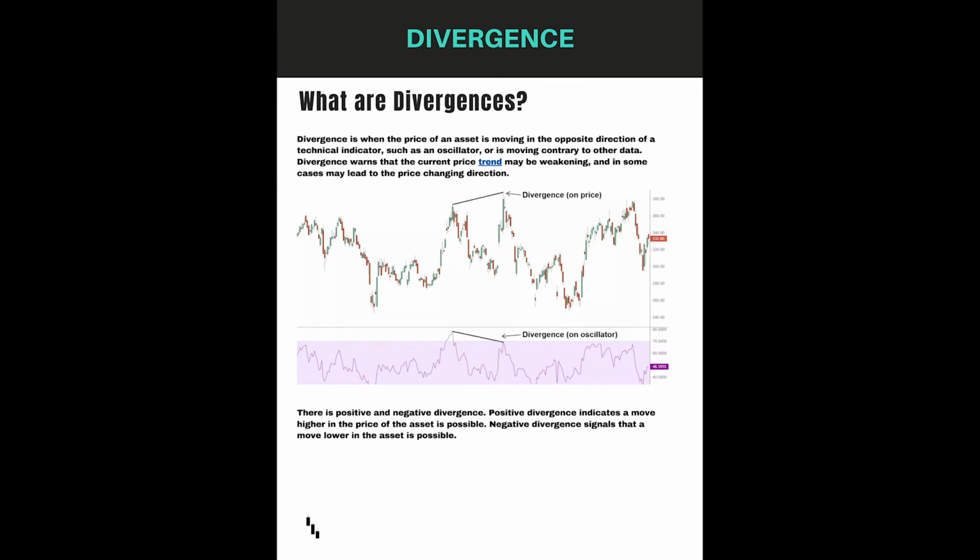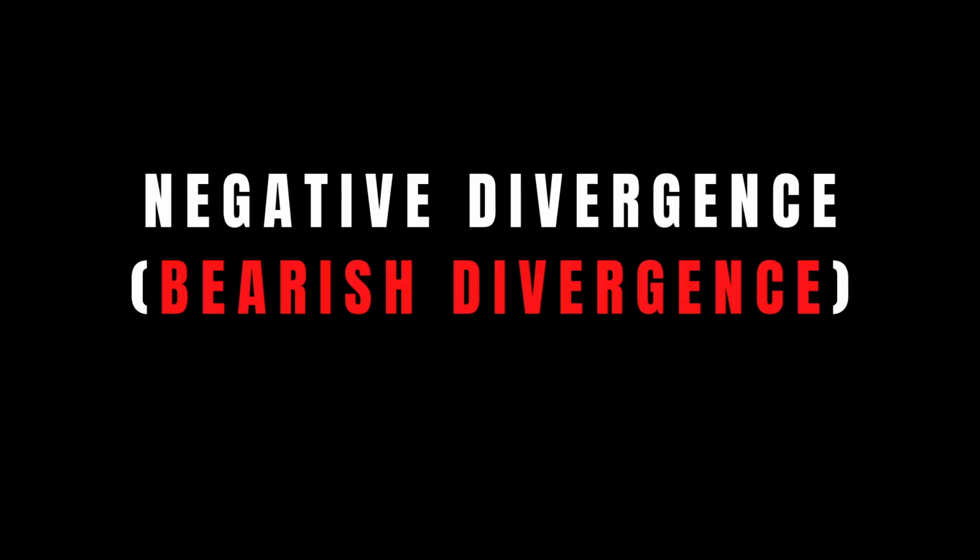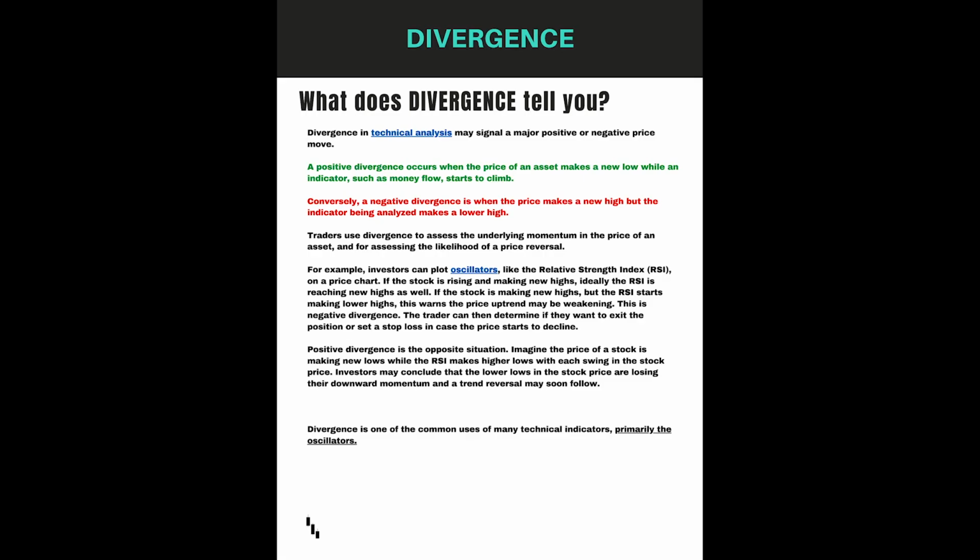We commonly refer to these as bullish and bearish divergence. Positive or bullish divergence indicates a move higher in the price of an asset is possible. Negative or bearish divergence indicates that a move lower in the asset is possible. What does divergence tell you? Divergence in TA may signal a major positive or a major negative move.